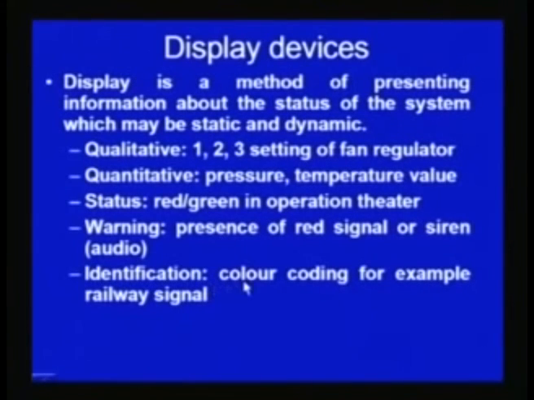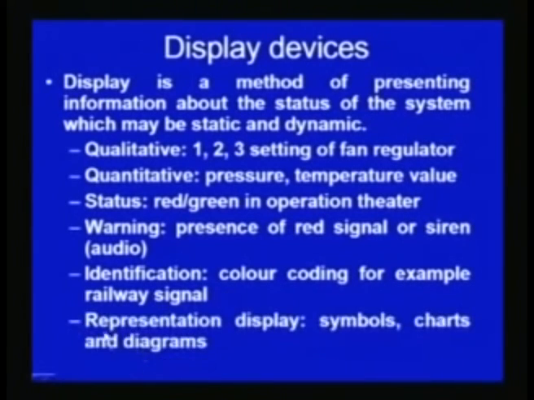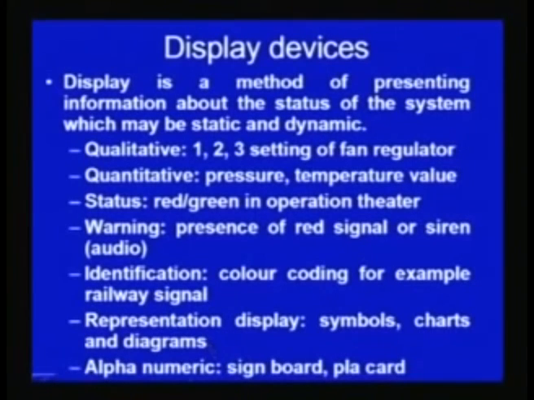Identification is shown by color codings, for example, railway signals in the railways. The representation display is where symbols, charts and diagrams are used to show the things desired. Alphanumerics are also used to display things in the form of signboards and placards.